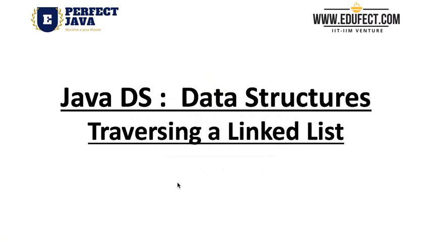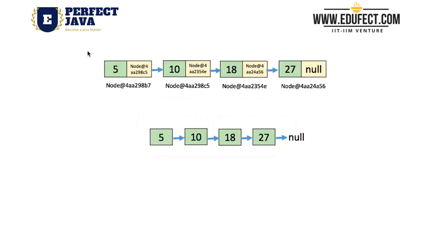In this lesson, we will learn how to traverse a linked list. In the previous lesson, we had constructed a linked list like this. We had 4 nodes in it and they were linked to each other. This was the head, the first node, the head of the linked list, and the final node was the end of it because its next value was null. So this is what the linked list looks like.